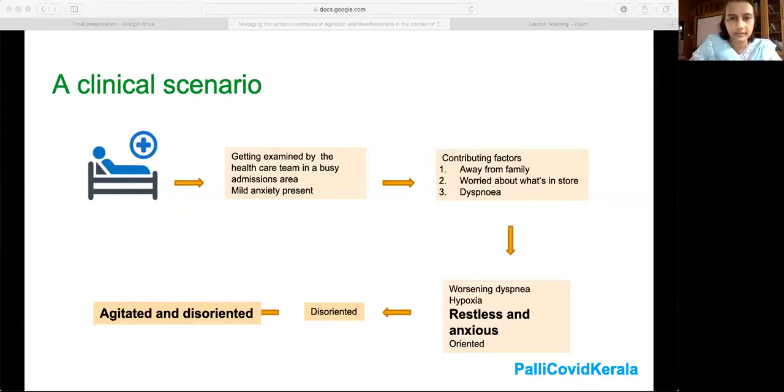Then they go on to a point when they become disoriented, agitated and disoriented. So there are two points where we as healthcare professionals can intervene, and our algorithm divides the agitation and delirium into two points. First, the patient has worsening dyspnea, hypoxia, restlessness and anxiety, but they're still oriented. That's one point where we can intervene. The second is when the patient is disoriented, restless, anxious, agitated and disoriented.